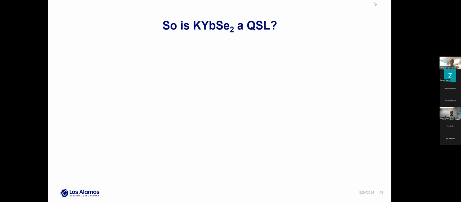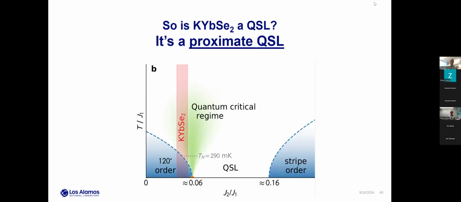All right, so the question we posed, is potassium ytterbium selenium-2 a spin liquid? Well, the answer is it's an approximate quantum spin liquid. It's close enough that at finite temperature and energy scales, it has the spin liquid physics. In other words, the fractional quasi-particles are bound. They exist on short timescales, but they eventually coalesce into very low energy magnons.